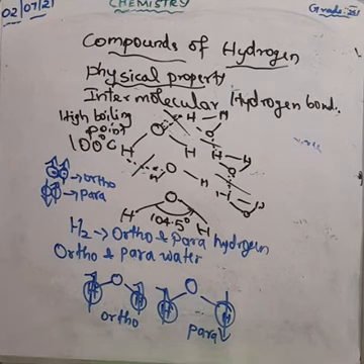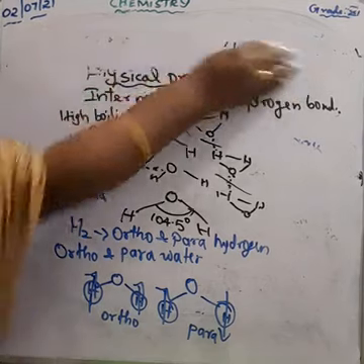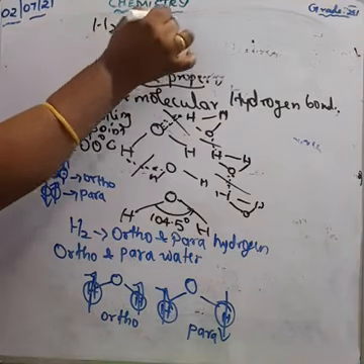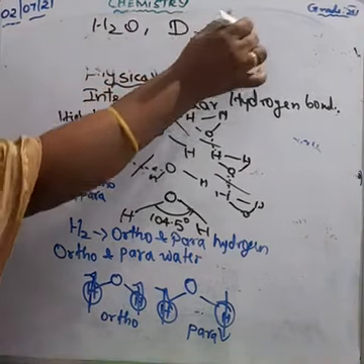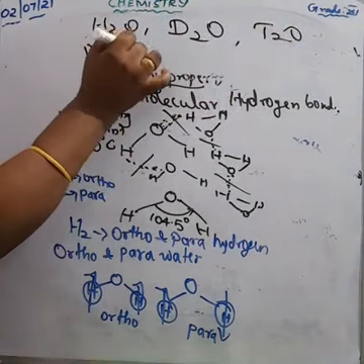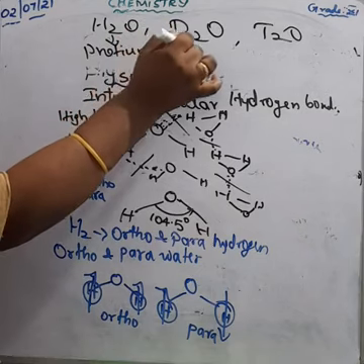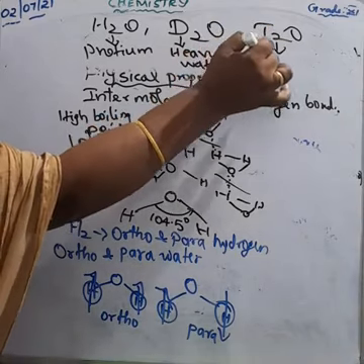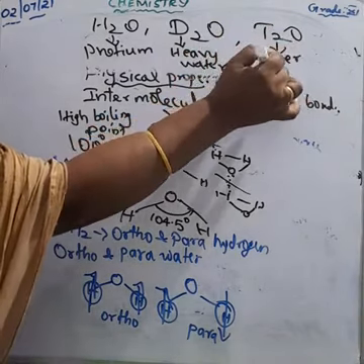Understood? In our textbook, table number 4.2 on page number 107 shows the properties of water. What types of water are there? There are three isotopic forms of water: protium water, deuterium water, and tritium water. H2O means normal water, protium water. D2O means heavy water. T2O means super heavy water.